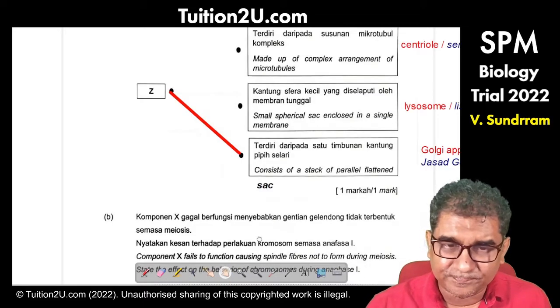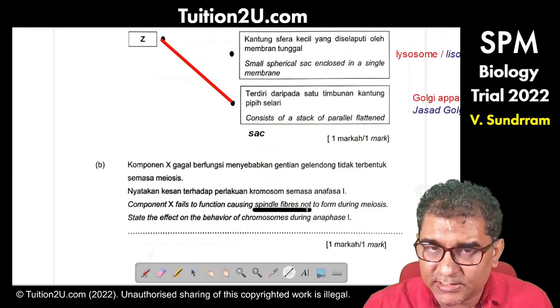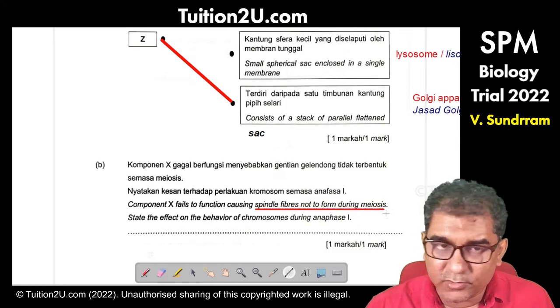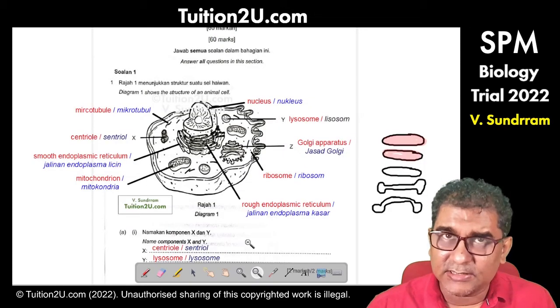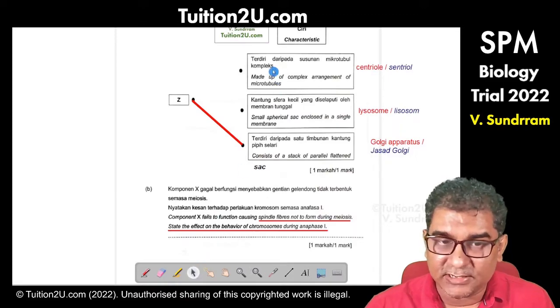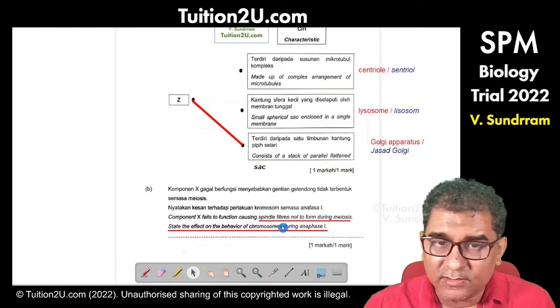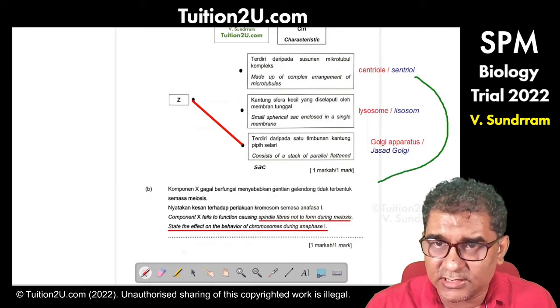The next question. Component X fails to function, causing spindle fibers not to form during meiosis. So state the effect of the behavior during anaphase 1. So you see there is a relationship. Earlier they asked us to identify centriole. Then they mentioned that it's made out of complex arrangement of microtubule. That is for centriole. Now they have a question about spindle fiber. So I'm not sure whether you realize, centriole is related to the function of spindle fiber.